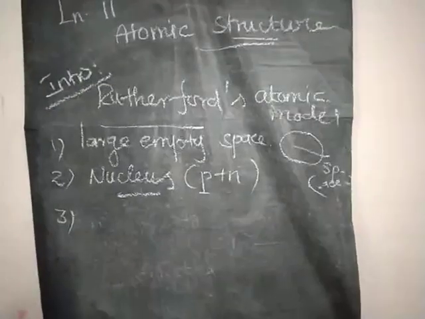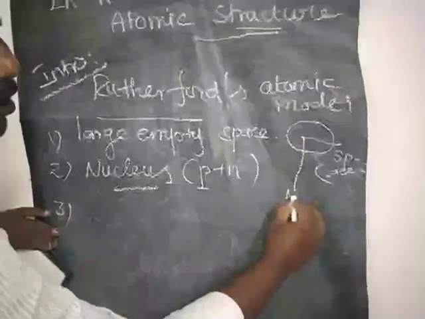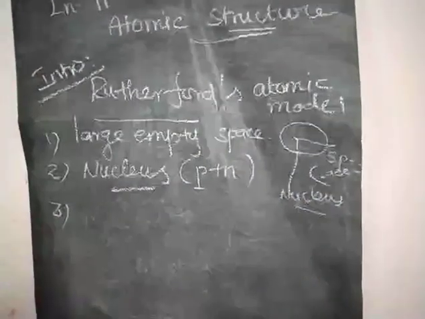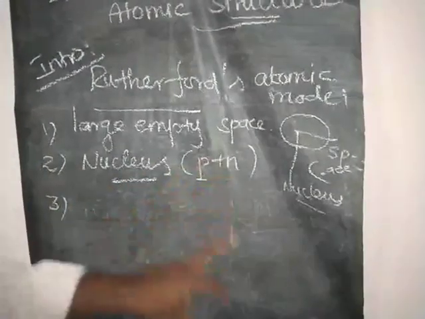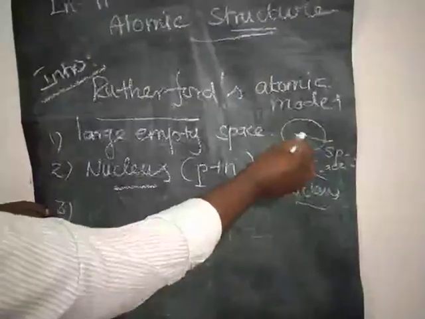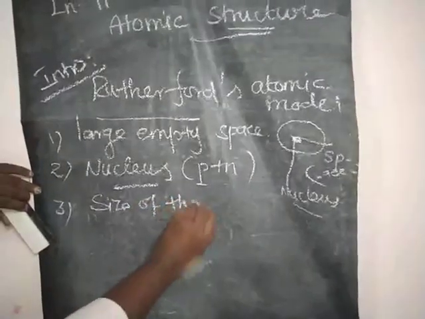Third point, the size of the nucleus. The size of the nucleus of an atom of an element is very small when compared to the size of the atom. This is small when compared to this one.